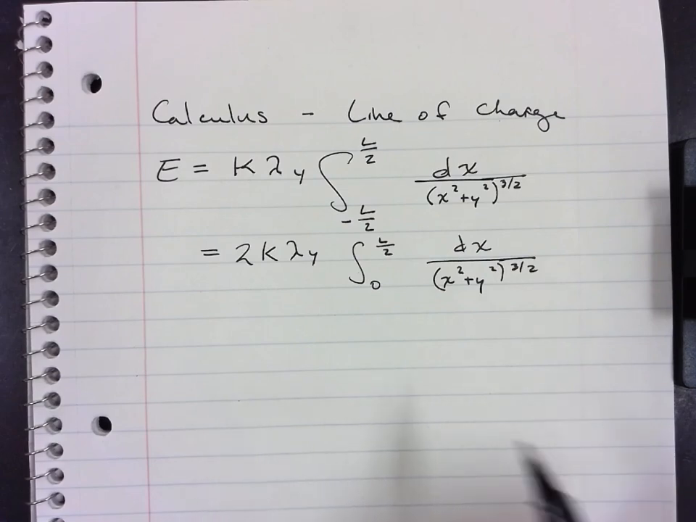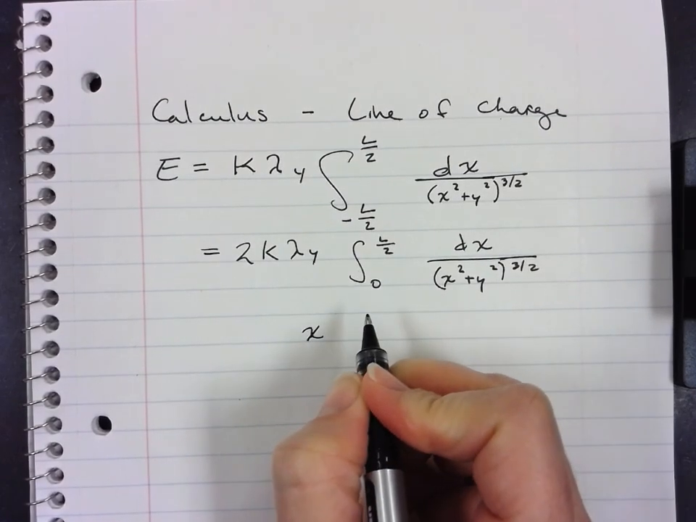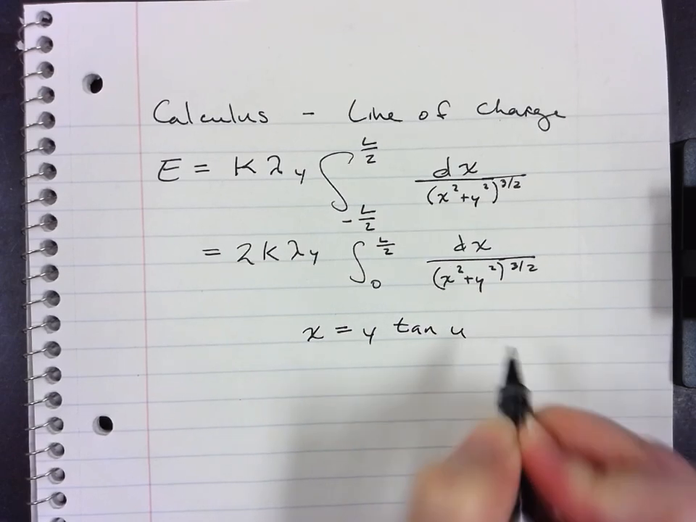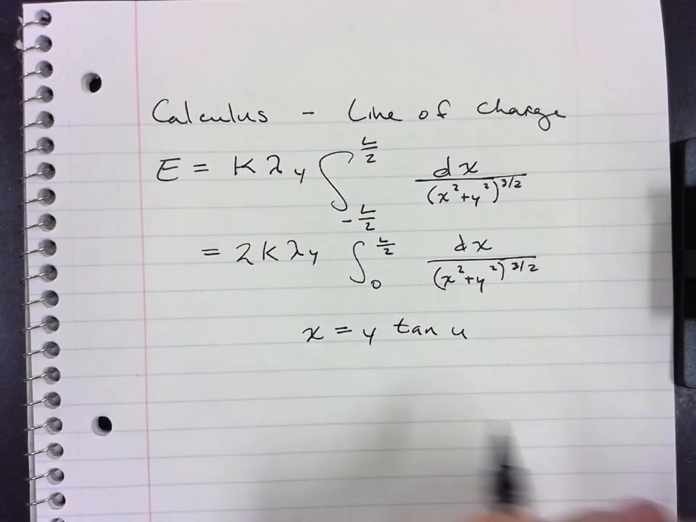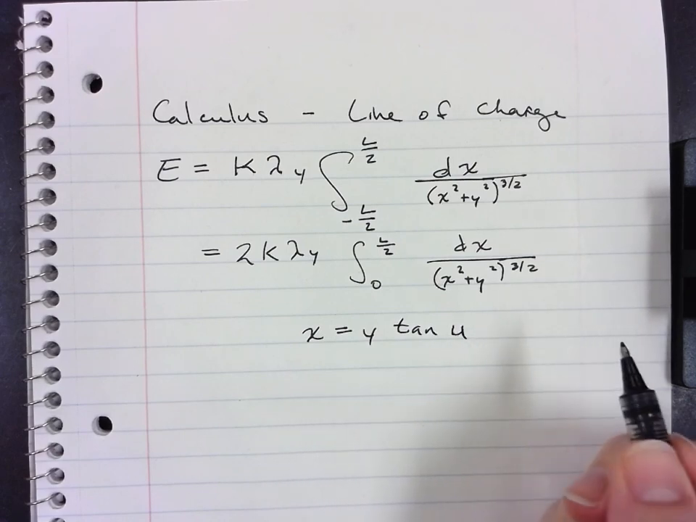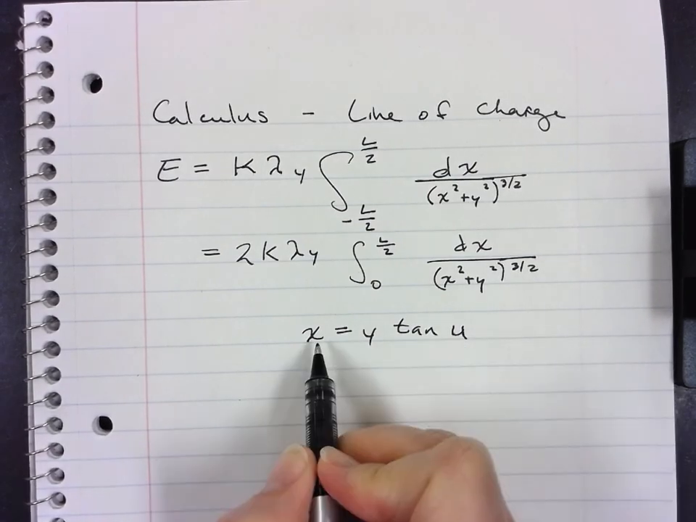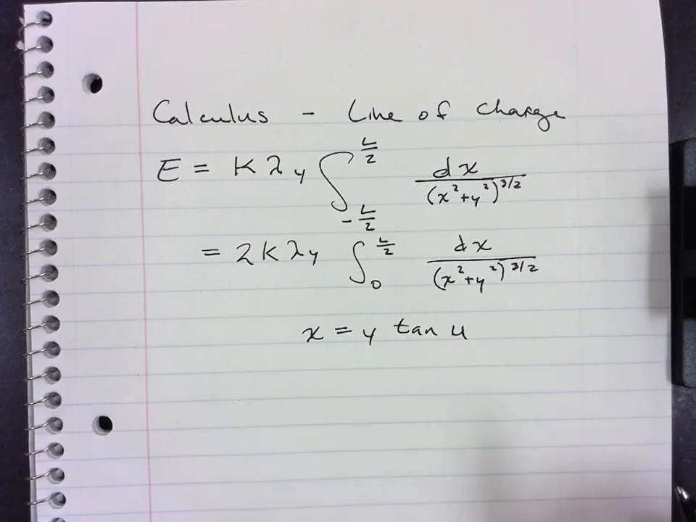But for this specific one, we are going to substitute that x is equal to y times the tangent of u. And u is a new variable. It's one I'm making up. So if you want to think of it as u substitution, you can. But I'm specifically going to substitute that x is equal to y times the tangent of u.